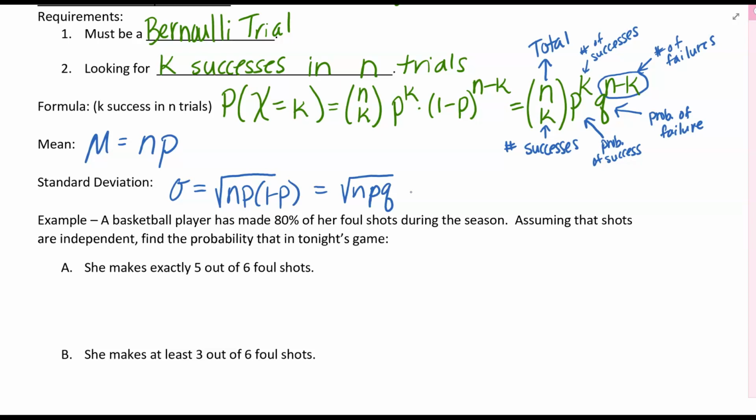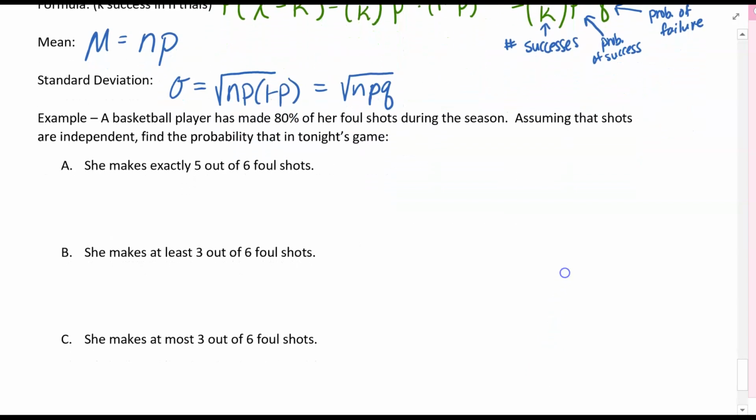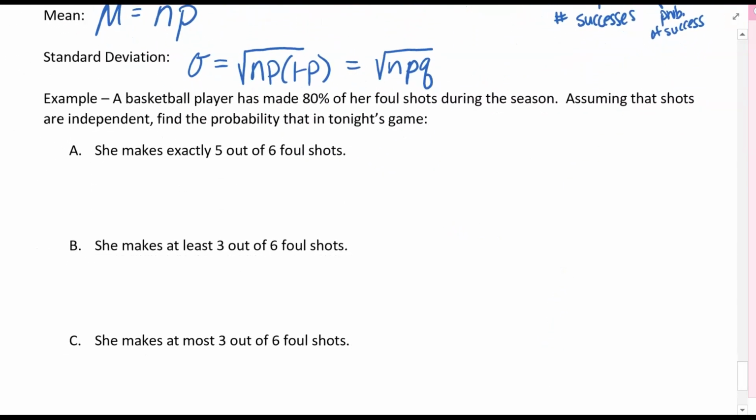All right, so let's look at an example of when you would see this. Example: a basketball player has made 80% of her foul shots during the season. Assume that shots are independent. Find the probability that in tonight's game she does these 3 things. What's the probability she makes exactly 5 out of 6 foul shots? The key words, out of, tell you that this is going to be binomial. And because of the word exactly, that is one value, exactly 5. So this is PDF.